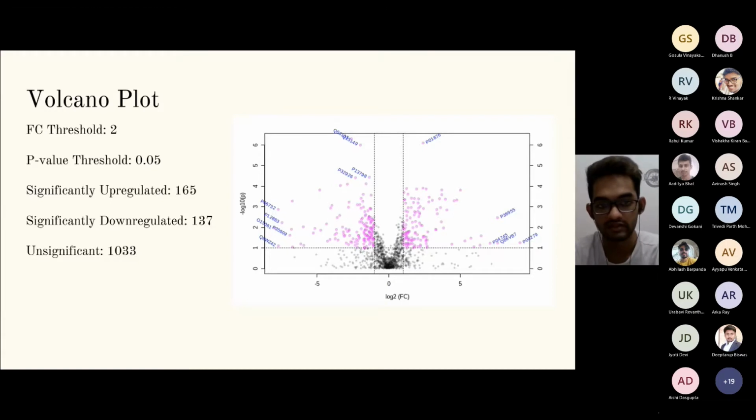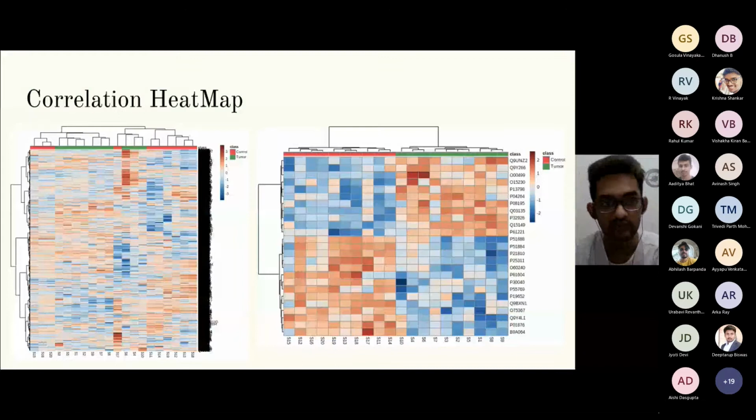Sorry, insignificant proteins. And this is the correlation heat map obtained. This is the entire complete heat map for the entire data set, and this is the top heat map for the top 25 proteins.